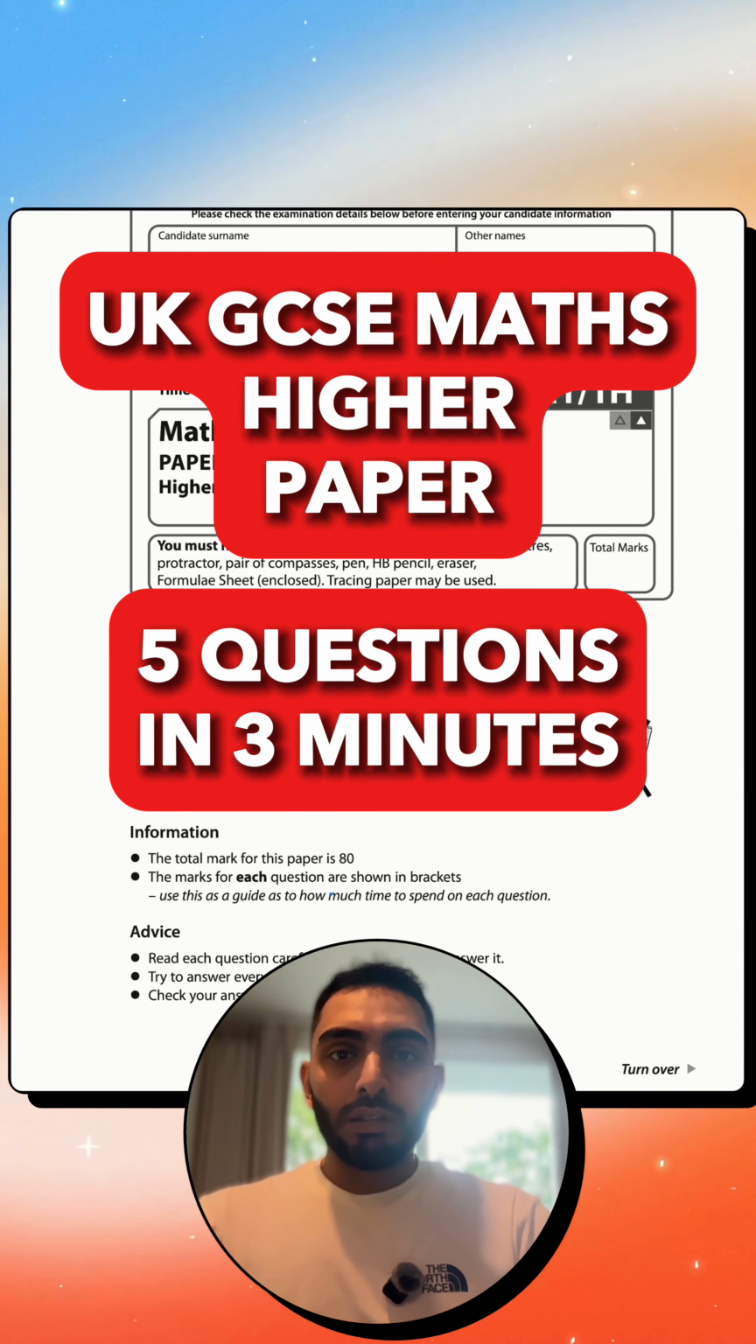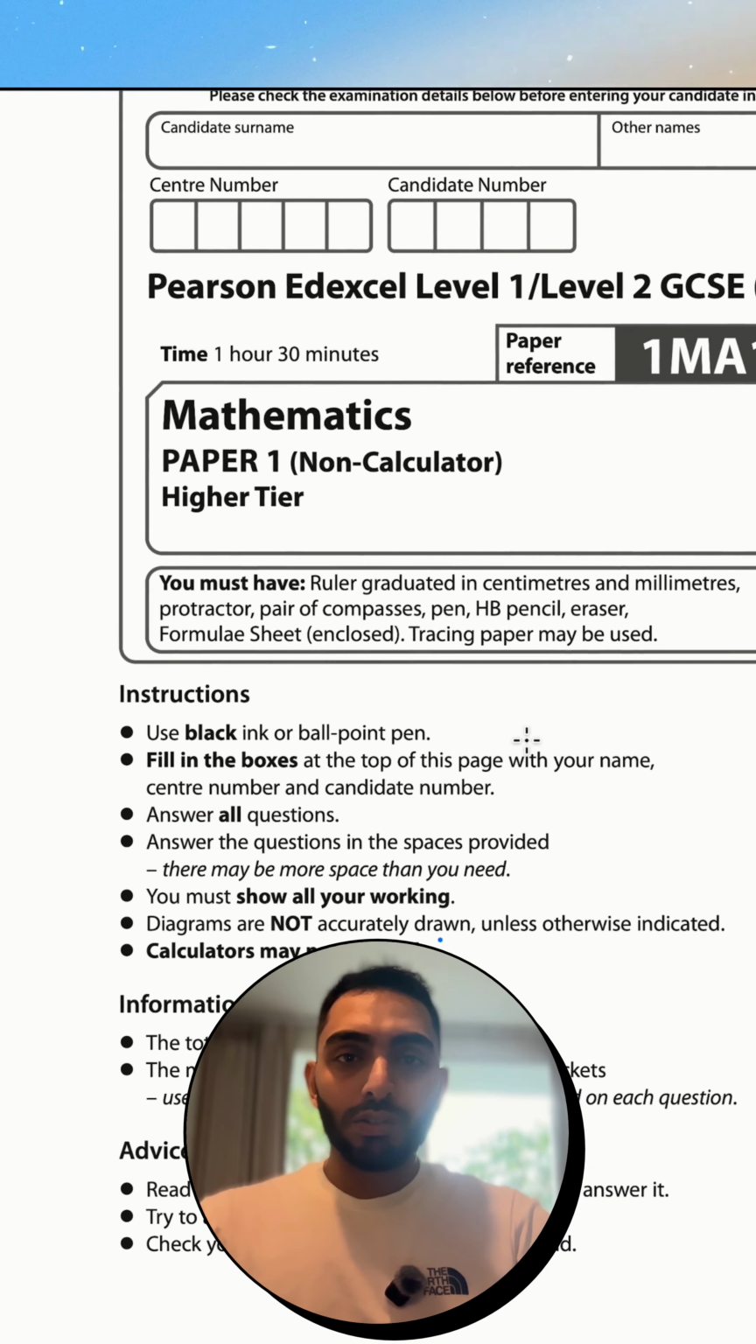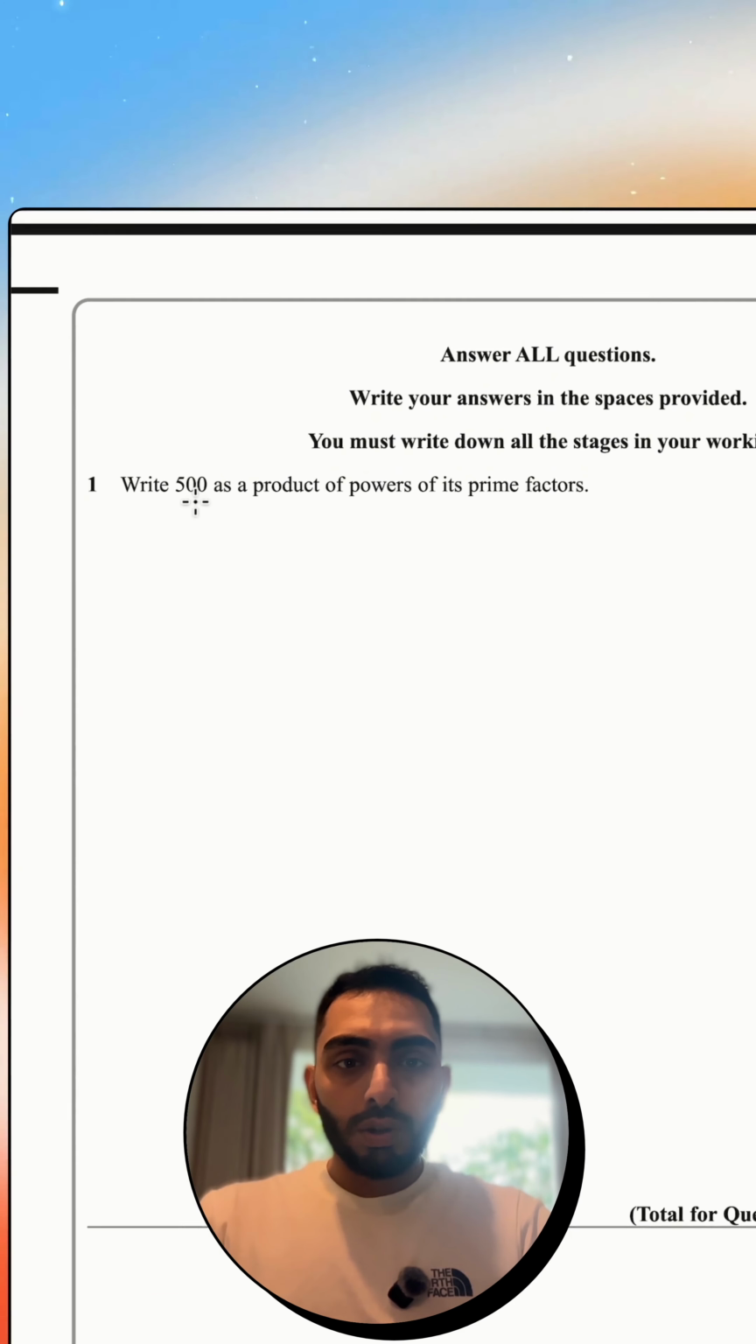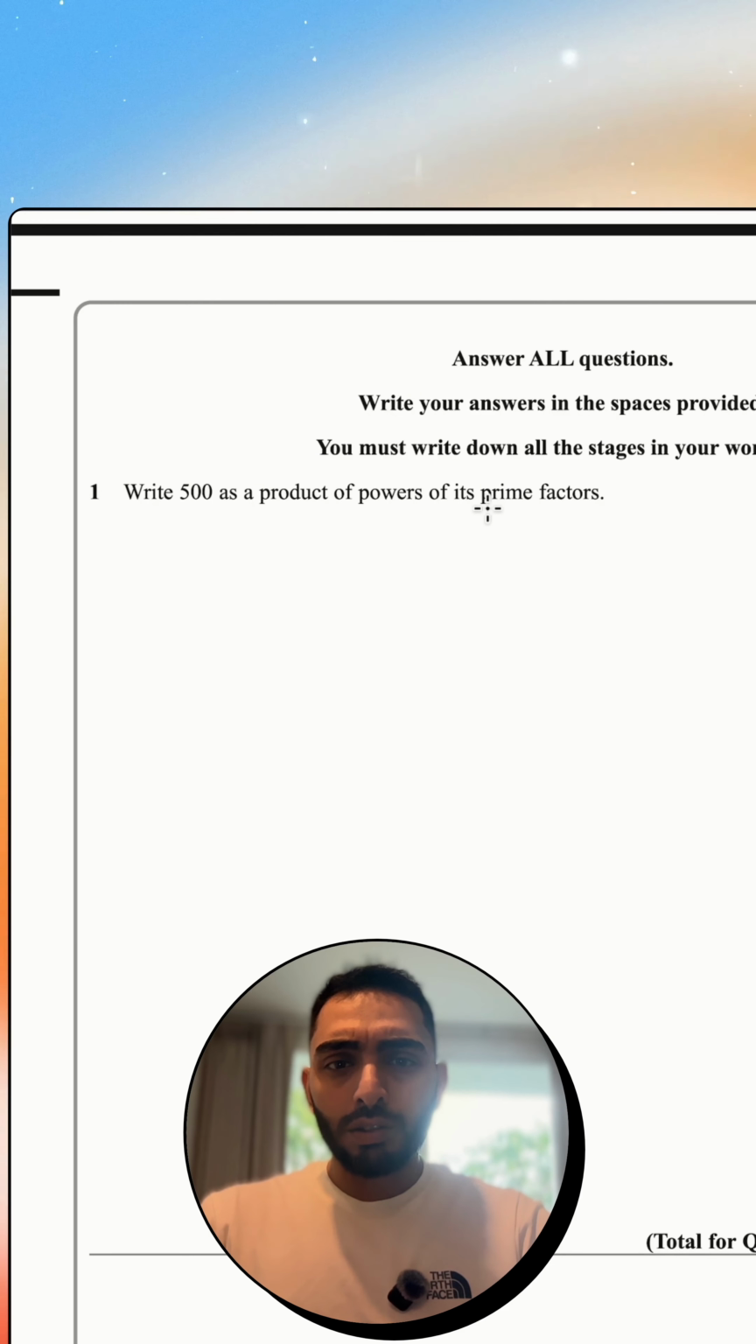I'm going to try to complete 5 GCSE Maths higher tier questions in 3 minutes. Let's see if we can do it. Let's go. Question number 1, write 500 as a product of powers of its prime factors.